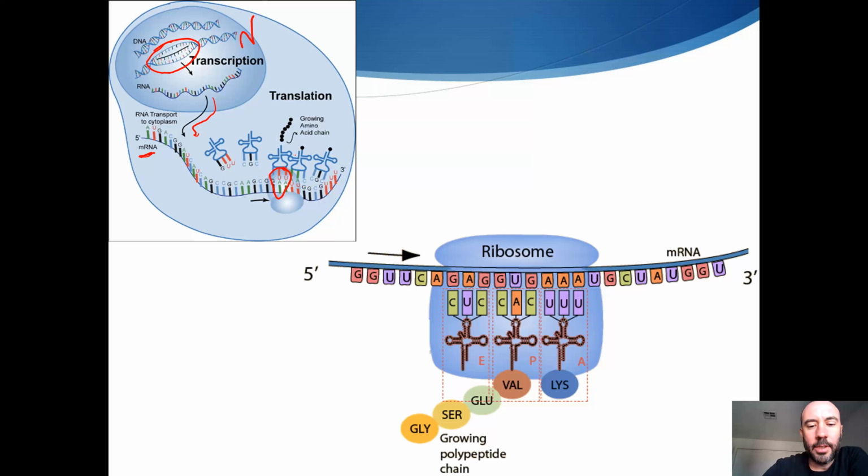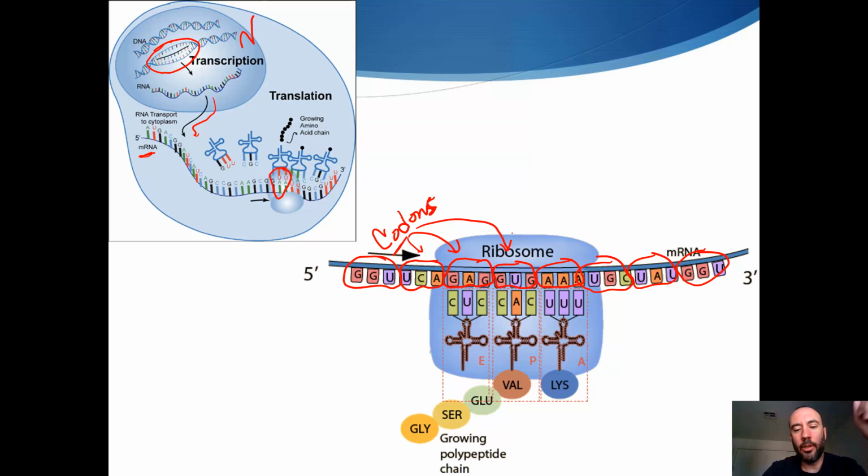Okay, so let's look at these groups of 3: GAG, GUG, AAA, UGC, UAU, GGU. Right? These are codons. Okay, and each of those codons. So let me just write this down. Codons. That's an S. It's really hard to write on this screen. Each of those codons matches up with anticodons carried by transfer RNA. So again, this is messenger RNA.